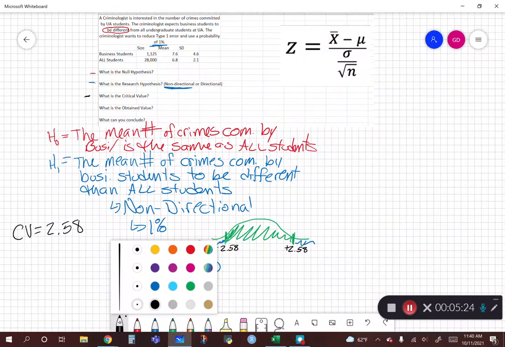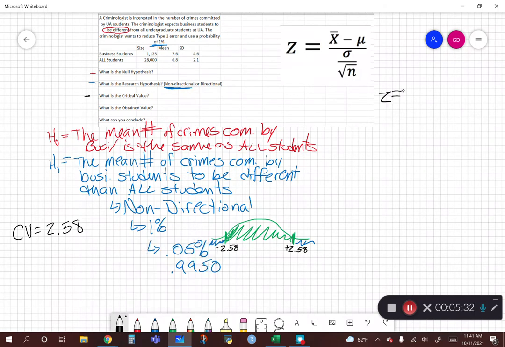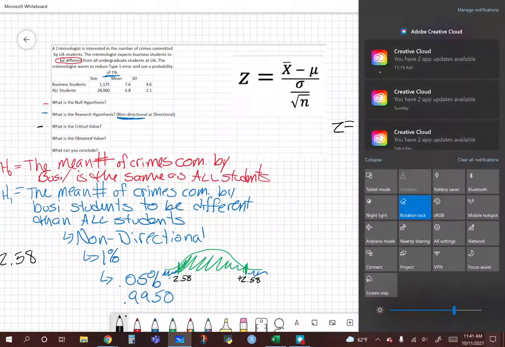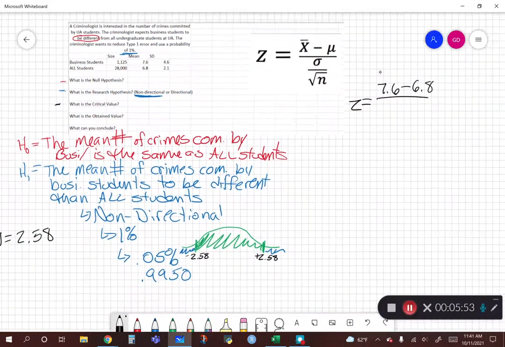So I'm going to leave it in black, and I'm going to go up here next to it. Yes, we're good. So from our formula, we have z equals our sample mean of 7.6 minus our population mean of 6.8. So that's our numerator. And then again, keep in mind our denominator is the standard error of the mean. So if you want to do that first, no problem with it. I've gone over it in class how to do it that way too. And back to the main screen.